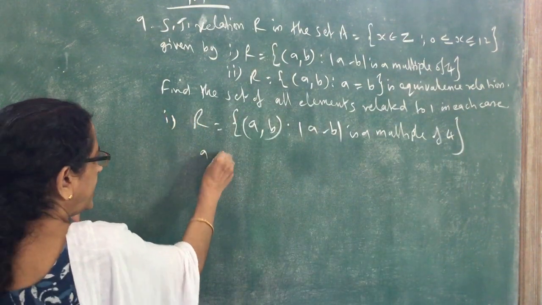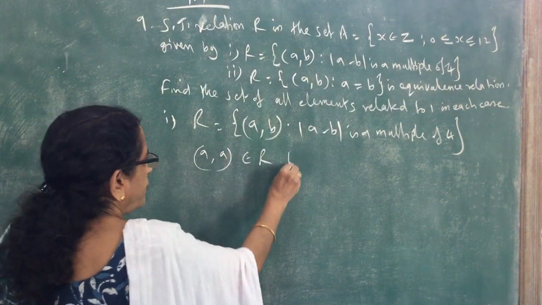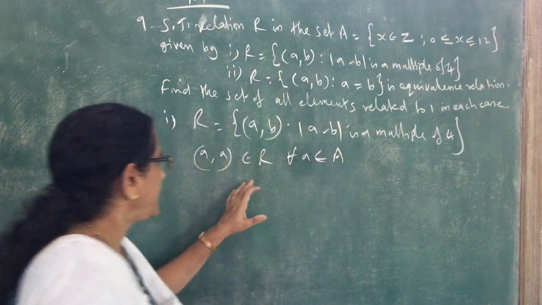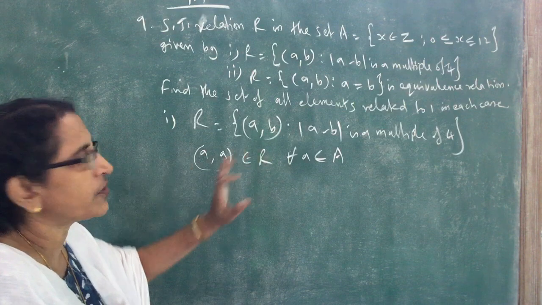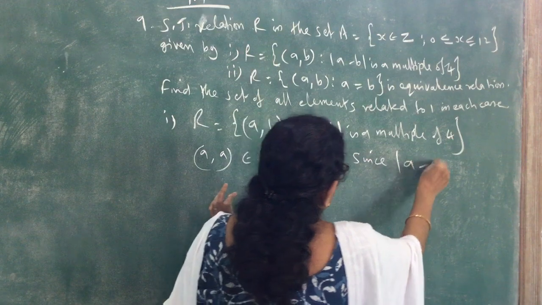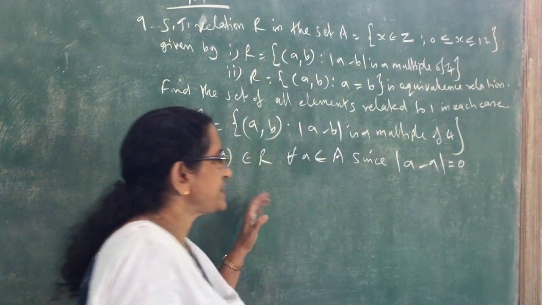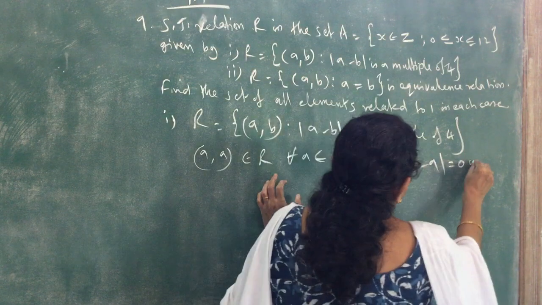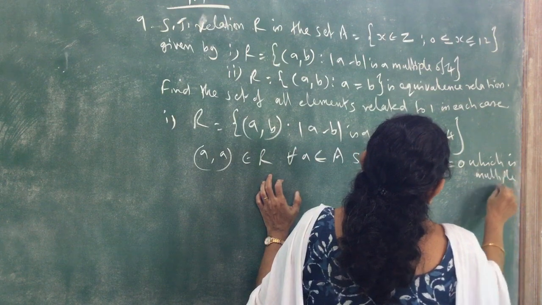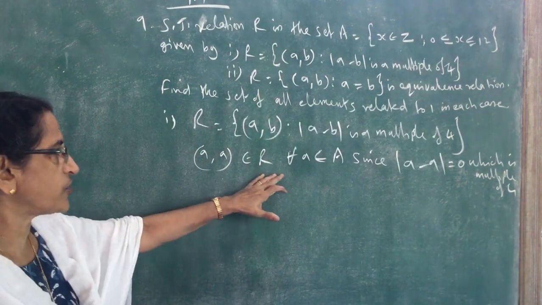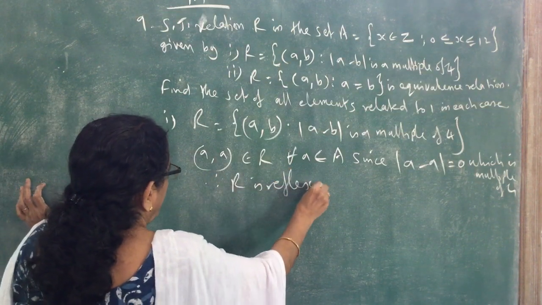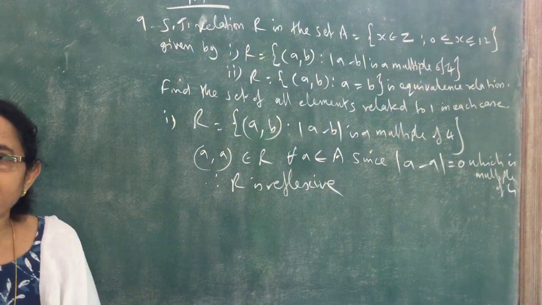For that we can write (a, a) belongs to R for every a belonging to the set A. Because modulus a minus a equals 0, which is a multiple of 4. Therefore (a, a) belongs to R for every a belonging to A, therefore R is reflexive. Now we can prove it is symmetric.